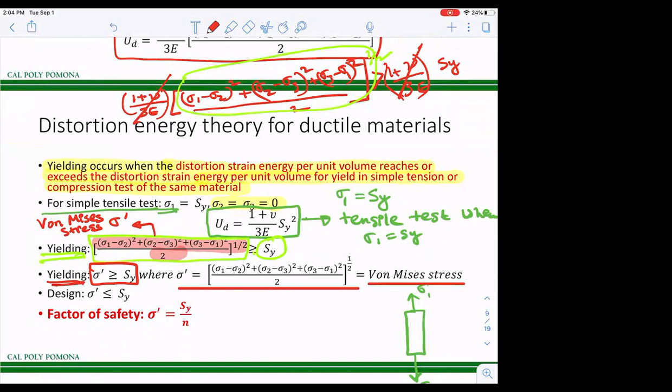Now, for design purposes, what do you have to do? You have to keep the von Mises stress less than the yield strength.